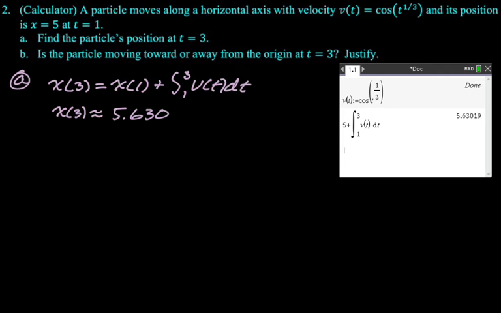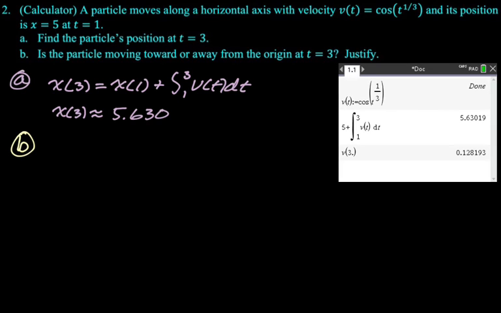All right, is the particle moving toward or away from the origin at t equals 3? And we need to justify that. So I already know that at 3, x of 3 is 5.630, which is greater than 0. I need to know if the velocity is positive or negative. The reason that I need to know that is I am already to the right of the origin, because if I'm to the right of the origin and the velocity is positive, I'm getting farther from the origin. If I was to the left of the origin and the velocity was positive, I'd actually be getting closer to the origin. So you really need to reference both pieces of information.